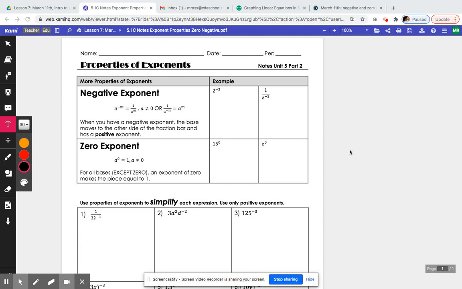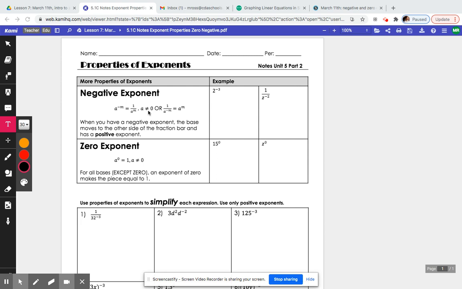When you have a negative exponent, the base moves to the other side of the fraction bar and has a positive exponent. You're kind of just flipping it and changing it from a negative to a positive. So if you have a to the negative nth power, you put your base and that exponent underneath the fraction bar and change your negative exponent to a positive. Then you'll have 1 over a to the nth power, as long as a is not equal to 0.